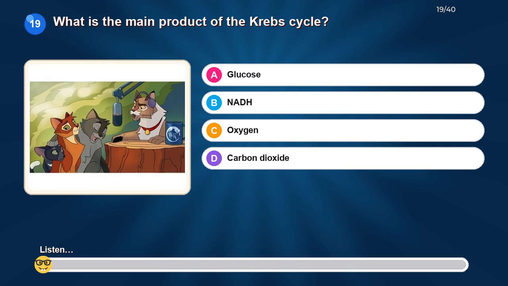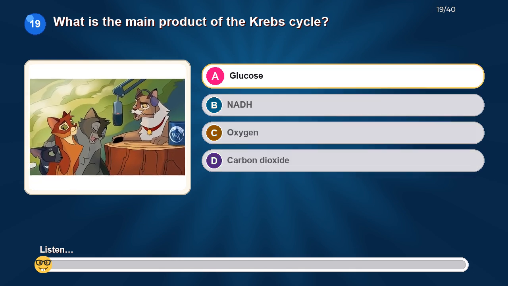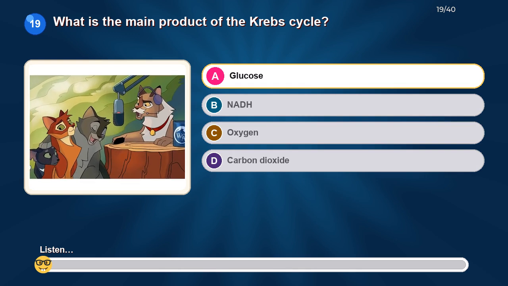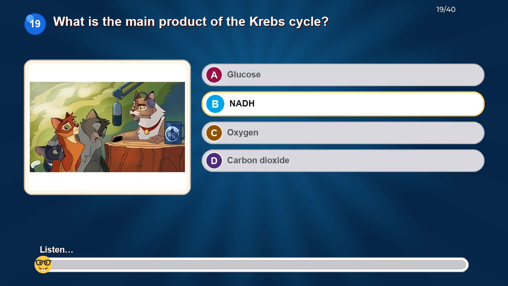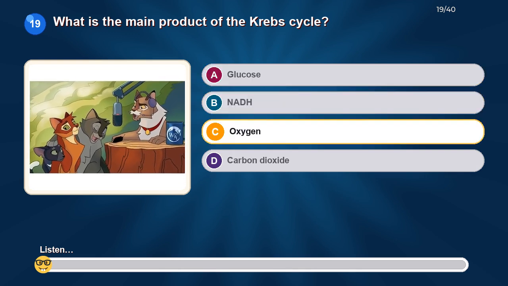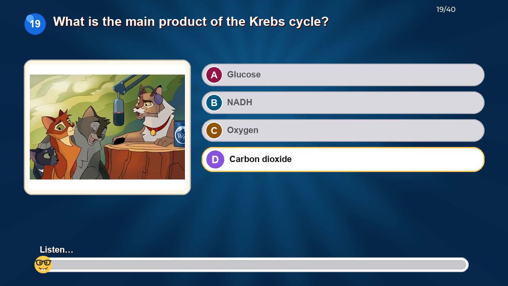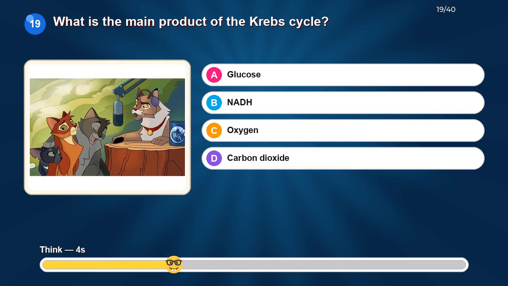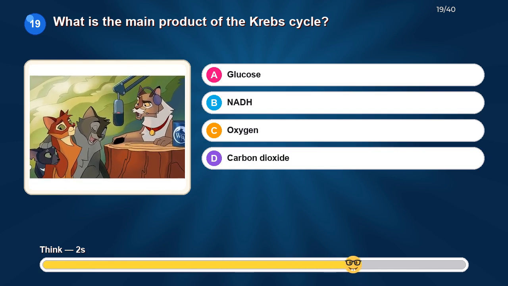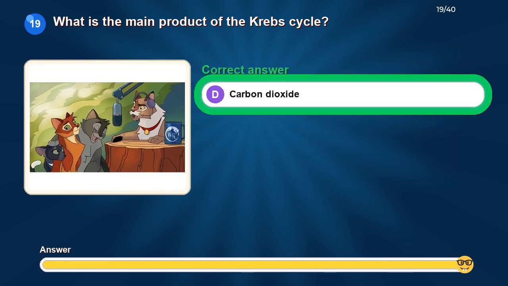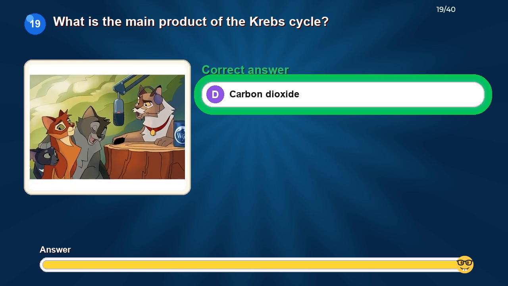What is the main product of the Krebs cycle? Option A, glucose. Option B, NAD. Option C, oxygen. Option D, carbon dioxide. The correct answer is carbon dioxide.